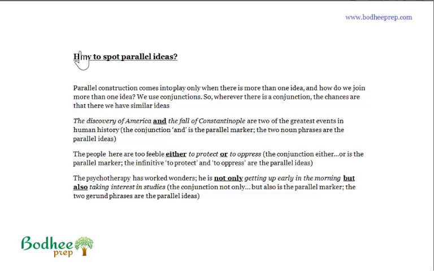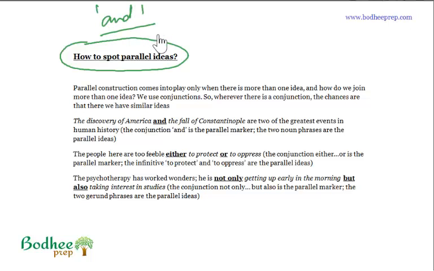So now, after going through all the videos, we must ask the question: how to spot parallel ideas? You know what parallel construction is, and you know what things can be in parallel, but how do we spot parallel ideas? If we go through all the examples in the previous videos, we come to know that most of the parallel things were joined by the conjunction and. And it is not just the conjunction and that joins parallel ideas. In fact, any conjunction can join parallel ideas.